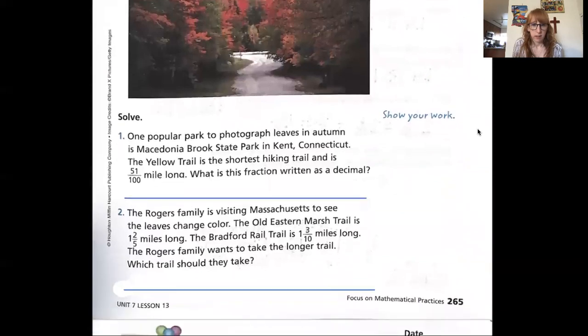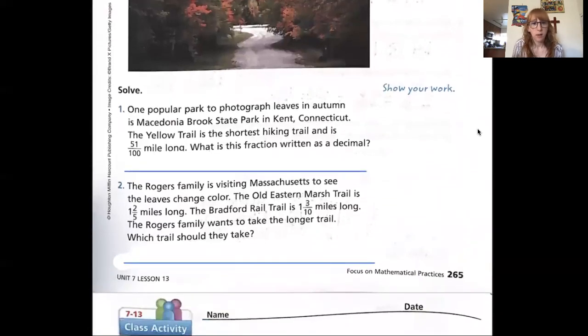Number 1 says, one popular park to photograph leaves in autumn is Macedonia Brook State Park in Kent, Connecticut. The Yellow Trail is the shortest hiking trail and is 51/100ths mile long. What is this fraction written as a decimal? So since there's no whole number here, we're going to put a 0 in our ones place and a decimal point, because we know that if there were a whole number, we would have a decimal point here.